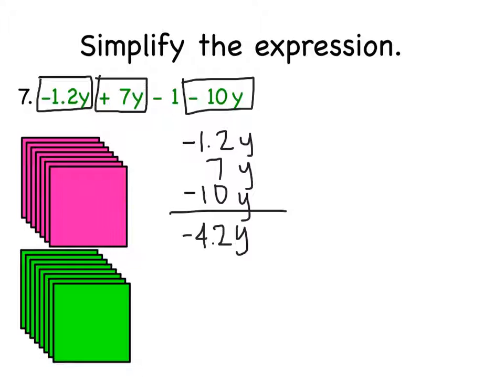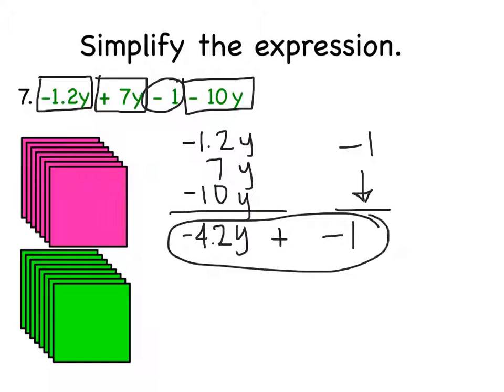The next thing I'm going to do is I'm going to circle my 1, which is negative. And if there were any other constants, I'd list those and add them up. But since there's not, I can just bring that down as part of my final answer. So my final answer is negative 4.2y plus negative 1.